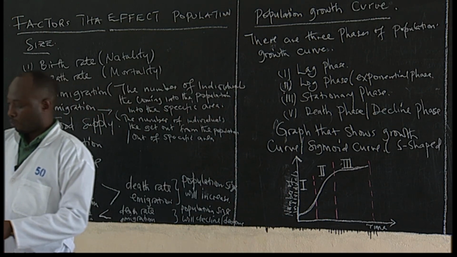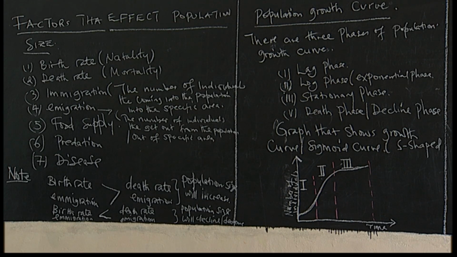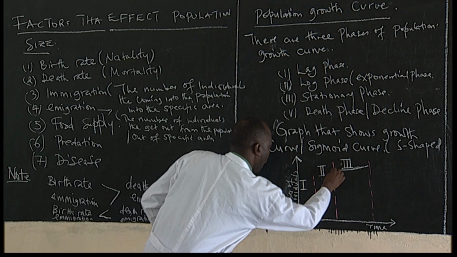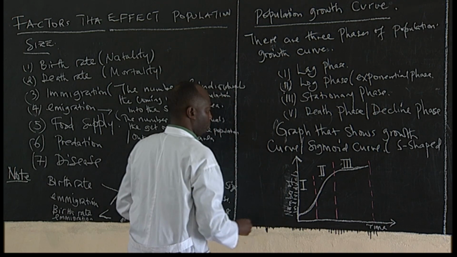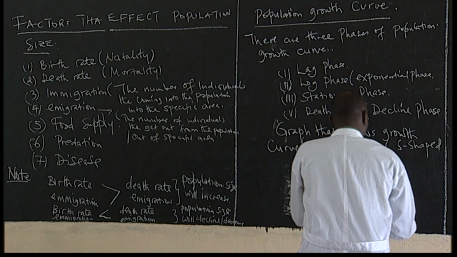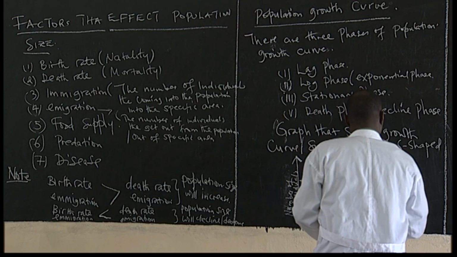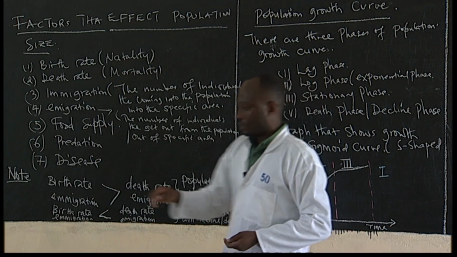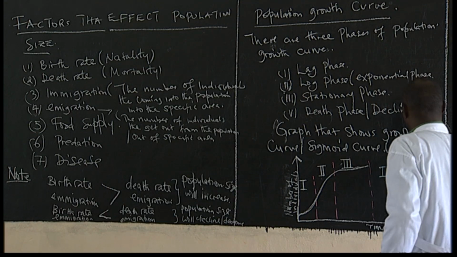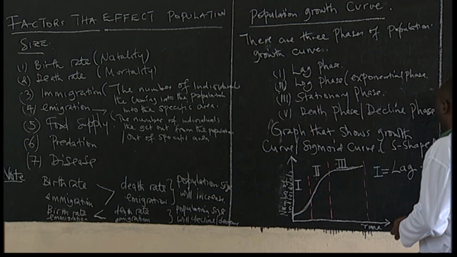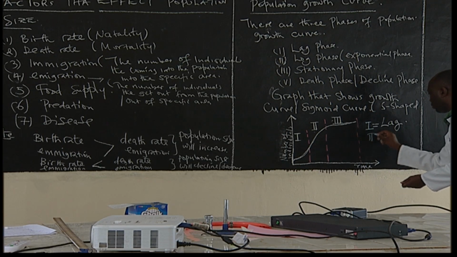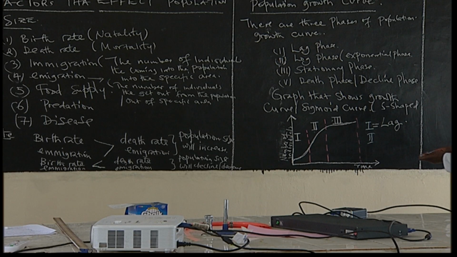So let us try to identify those phases. This is the first one, from up to here. That one you call the J-shaped phase. In the J-shaped phase, we have two phases. Number one is the lag phase. Phase 2 is the log phase.